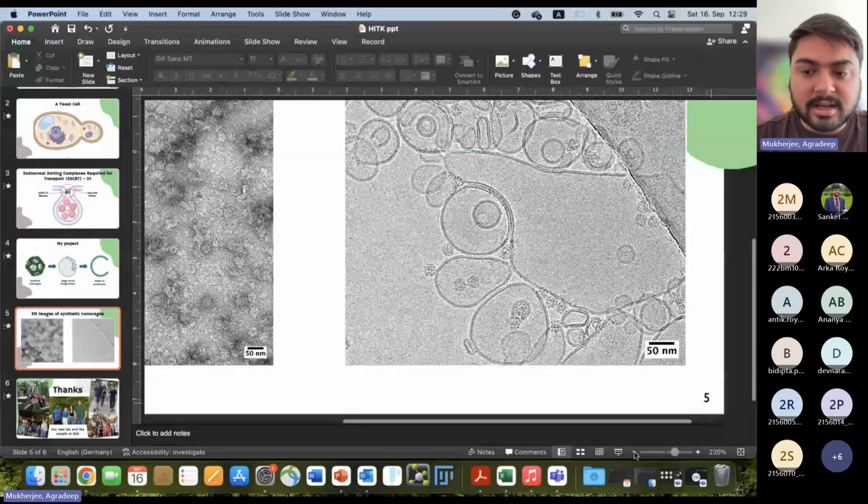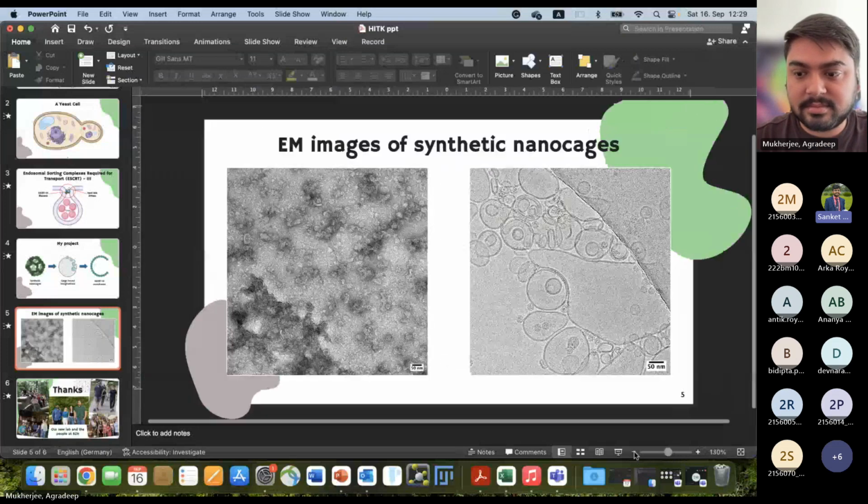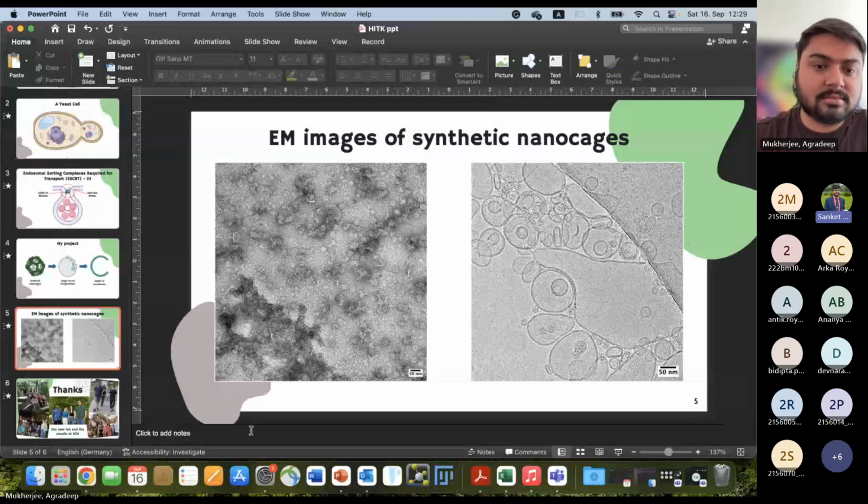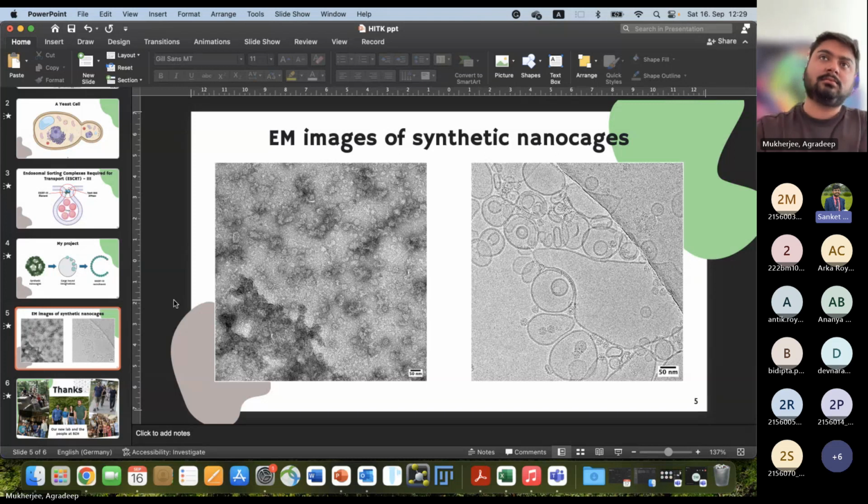Any other questions? That's a really nice presentation, Agrideep. Just out of curiosity, I wanted to ask one thing. How are these nano cages better than other nanoparticles, like let's say nanodots, which have porosity or something like that?